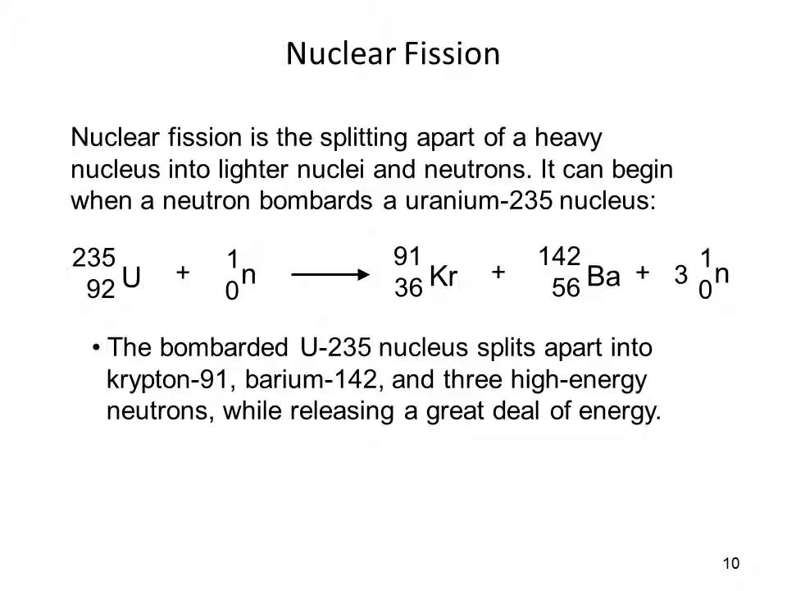You can see this is a balanced nuclear reaction because the mass is 91 plus 142 plus 3. Notice there's a coefficient of 3 in front of those neutrons, so 3 neutrons come out. So 91 plus 142 plus 3 gives you 235 plus 1. 36 plus 56 gives you 92. So this is a balanced reaction.